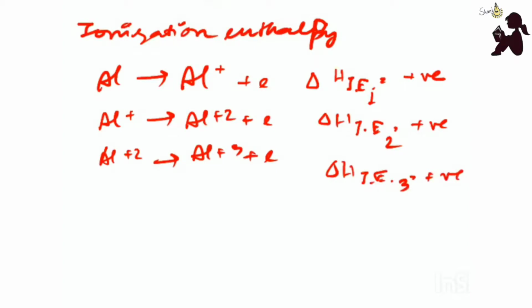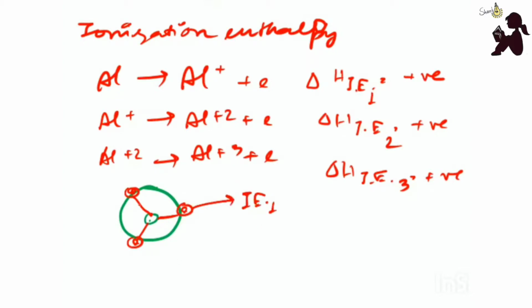So what is happening here? Let us suppose this is an Al metal. Now its outermost orbital has 3 electrons like this. The nucleus is constantly attracting these 3 electrons. So for the first electron to go out, it will experience a lesser opposite electrostatic force, because the attraction is shared by 3 electrons, so we can easily make it go out.